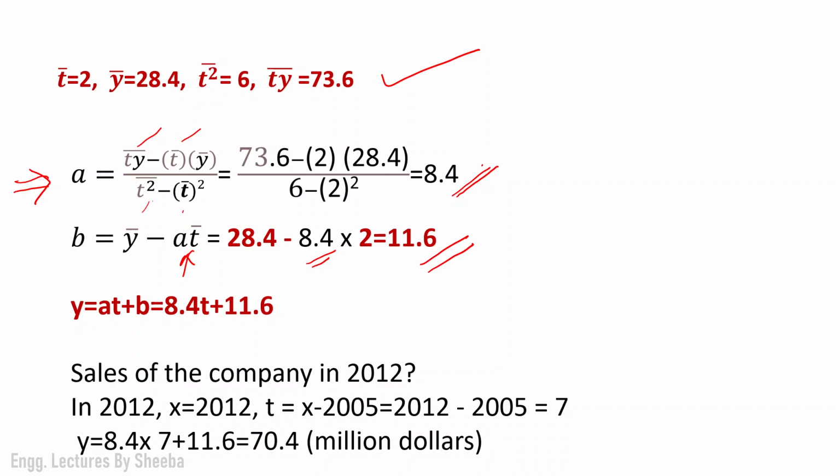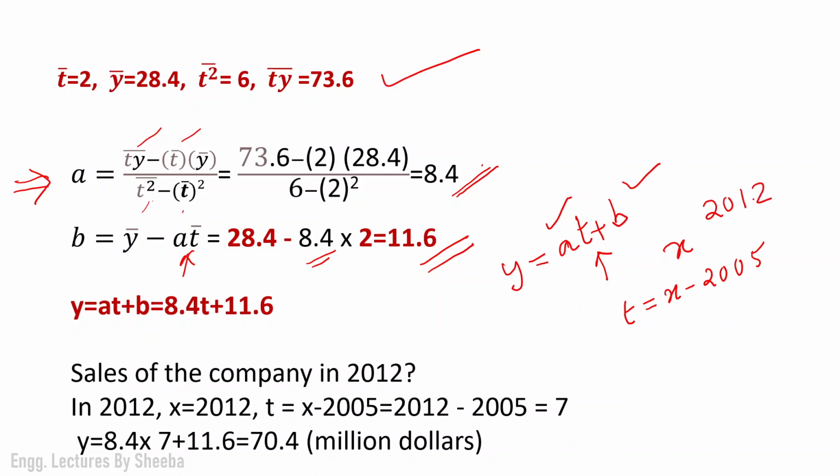Now, what is the equation? The equation is y is equal to, instead of ax plus b, we have at plus b now. So now A is known to you, B is known to you. And T is given, or actually X is given, since we have taken T equal to X minus 2005. We are supposed to predict the sales in the year 2012. So X is 2012, X is given. So 2012 minus 2005. Here X is given as 2012, so we are substituting the value of X here.